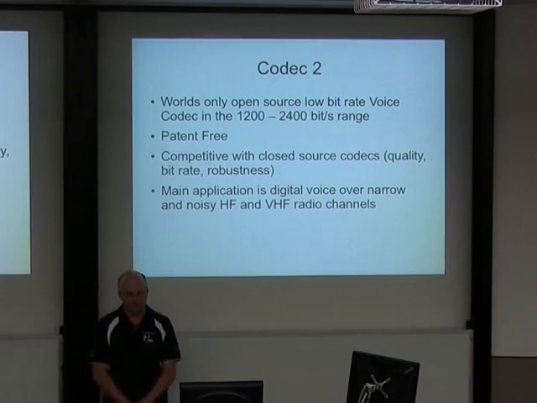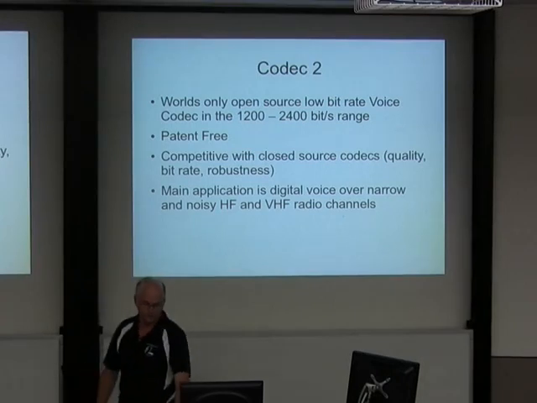Things like HF radio, using equipment like this. This is a small analog single sideband radio that can transmit over the HF spectrum. And also VHF radio, like walkie-talkies, that sort of push-to-talk stuff, where spectrum is very limited, so you need to compress the data to a very narrow bit stream before sending it over the analog channel.